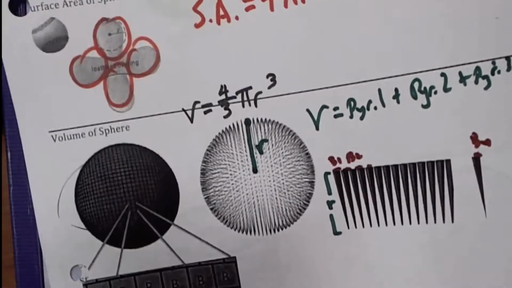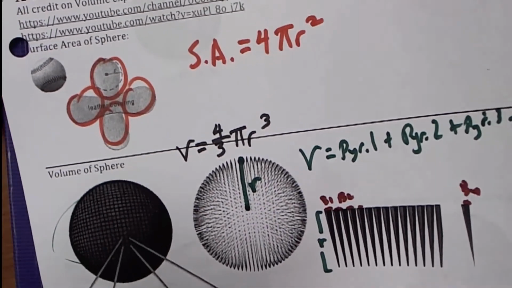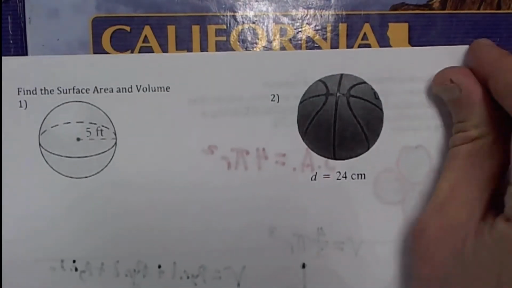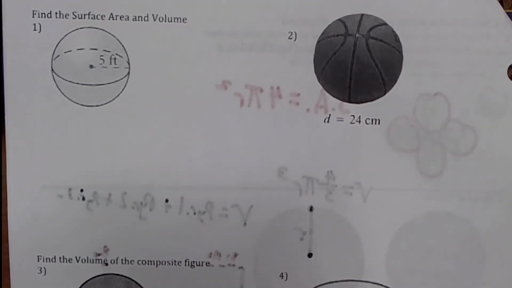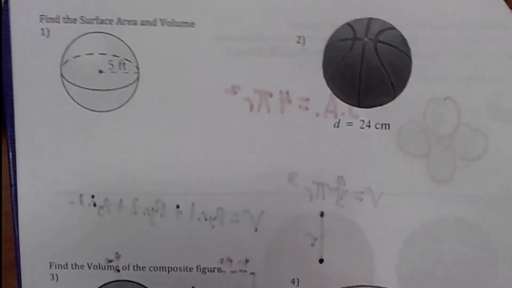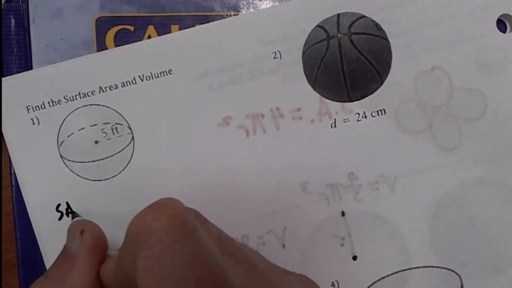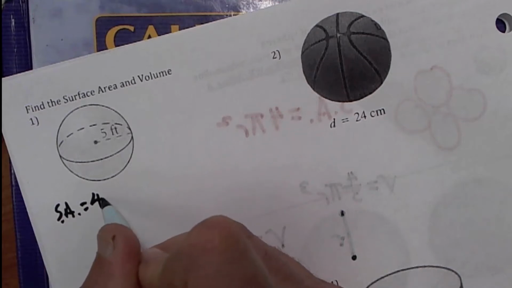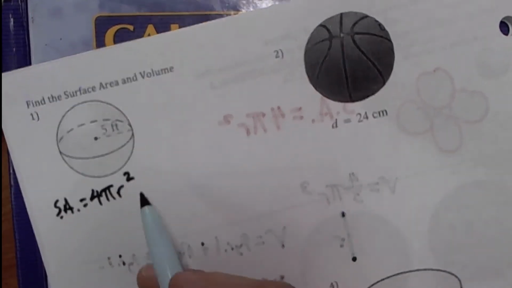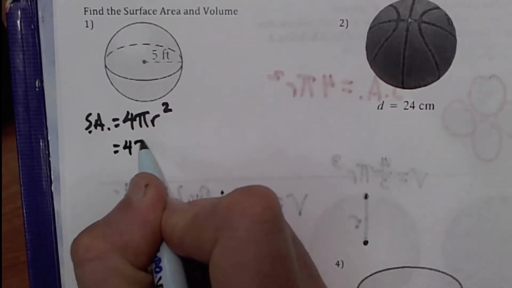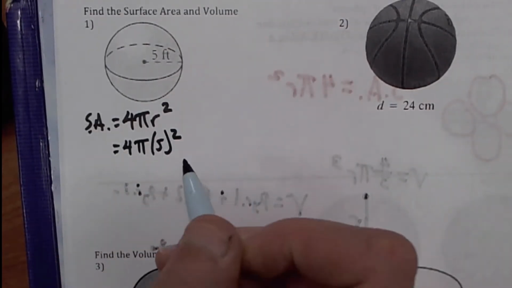So the rest of this is really just practice. Let's go ahead and turn to the inside here. Okay, let's try a few. Find the surface area and volume. Okay, so let's say our radius is 5 feet. So my surface area, again, is just going to be 4 pi r squared. So just say 4 times pi times 5 squared.